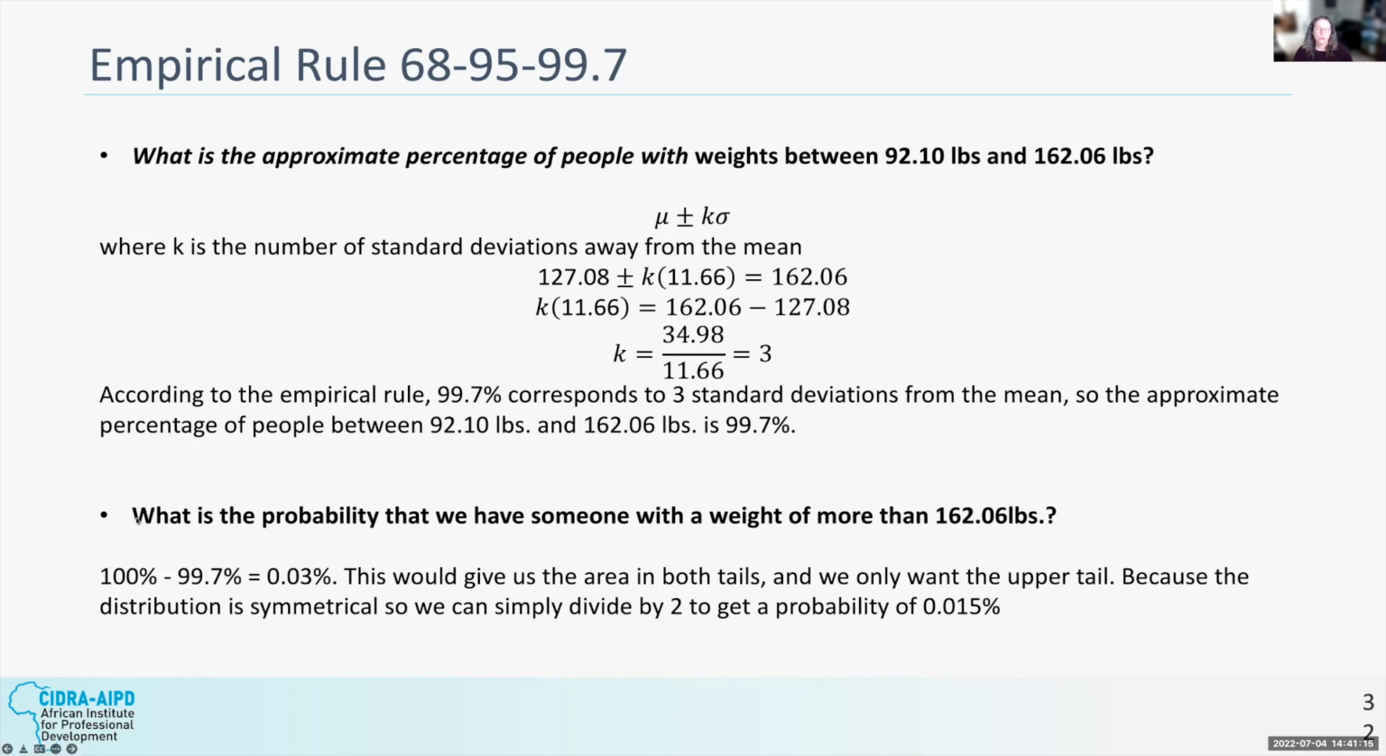Okay, moving on then. What is the probability that we have someone with a weight of more than 162.06 pounds? That was our upper value here. We know that the central area was 99.7%. So if we do 100% minus 99.7%, we get 0.3%. However, be careful: this would give us the area in both tails, and we only want the upper tail because the question asks for more than 162.06. Because the distribution is symmetrical, we are able to simply divide that value by 2, and then we would get a probability of 0.15%.